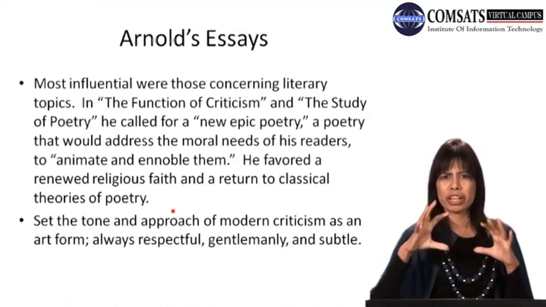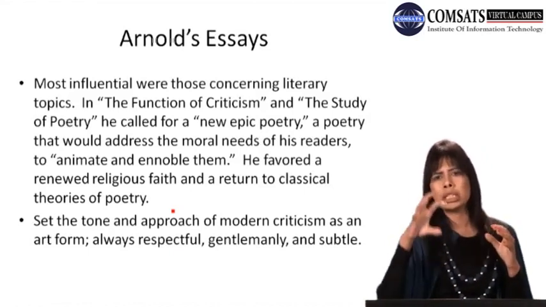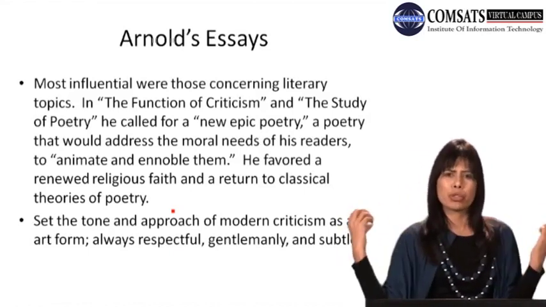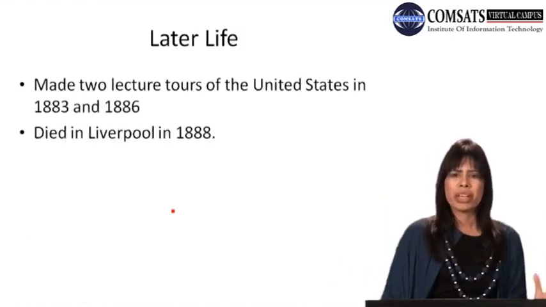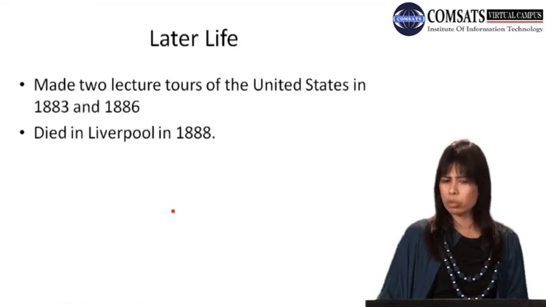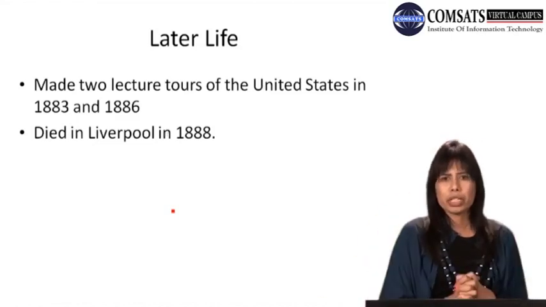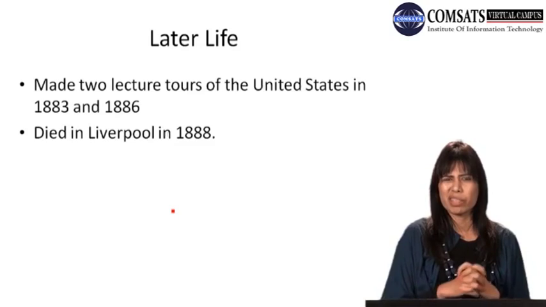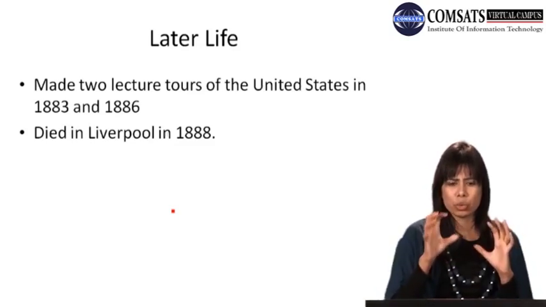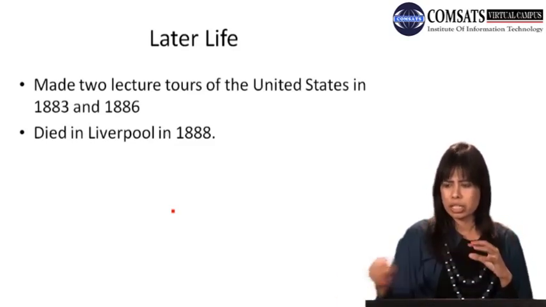Okay, so these are some of the characteristics of Arnold, his essays and his contribution in the world of prose during the Victorian era. In his later life he made 2 lecture tours of the United States in 1883 and 1886, and died in Liverpool in 1888. So basically he went to the United States twice in his life, and he delivered 2 lectures over there. Okay, and these are basically his lecture tours. All right, so he died in 1888.